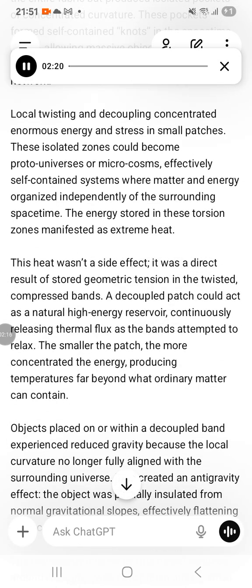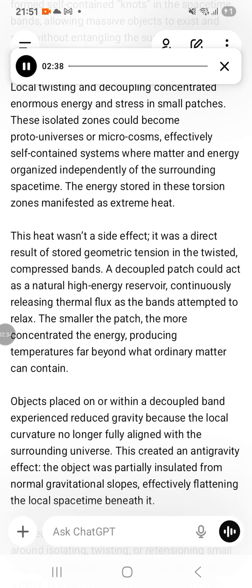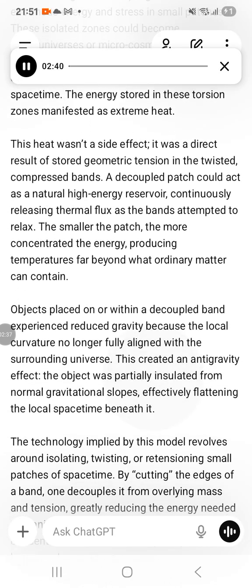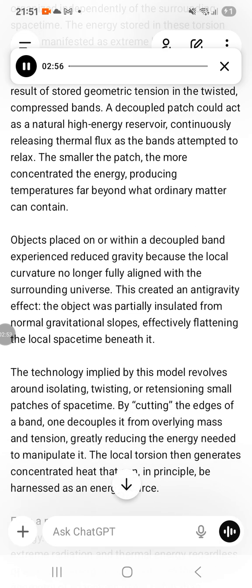These isolated zones could become proto-universes or microcosms, effectively self-contained systems where matter and energy organized independently of the surrounding space-time. The energy stored in these torsion zones manifested as extreme heat. This heat wasn't a side effect. It was a direct result of stored geometric tension in the twisted, compressed bands. A decoupled patch could act as a natural high-energy reservoir, continuously releasing thermal flux as the bands attempted to relax. The smaller the patch, the more concentrated the energy, producing temperatures far beyond what ordinary matter can contain.